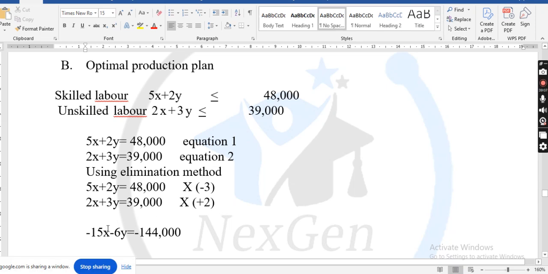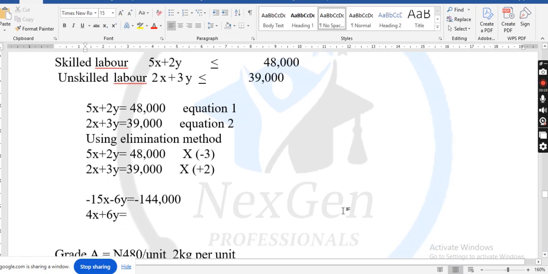This one is 2 times 2. It is plus. That is 4x. Right? Plus and plus. 2 times 3 is what? 6. You have 6y, because I want to use the elimination method. 2 times 39, what do you have? 117,000.